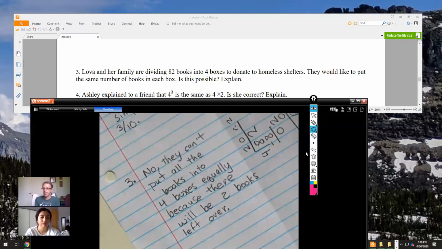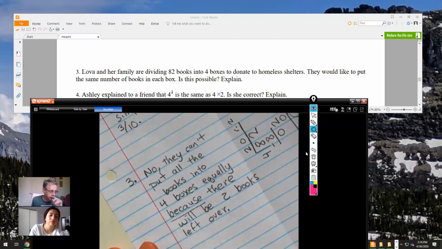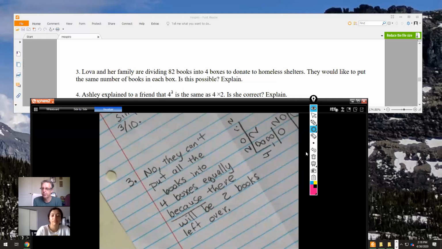Boys and girls, I would love you to have that answer sentence with the because in there. Make sure that you're also explaining to me that there'll be 2 books left over. Just saying that there's a remainder of 2 is okay, but saying that there's 2 books left over really shows me that you're paying attention to what we're talking about, which are books. And we're going to go ahead and move on now to number 4.